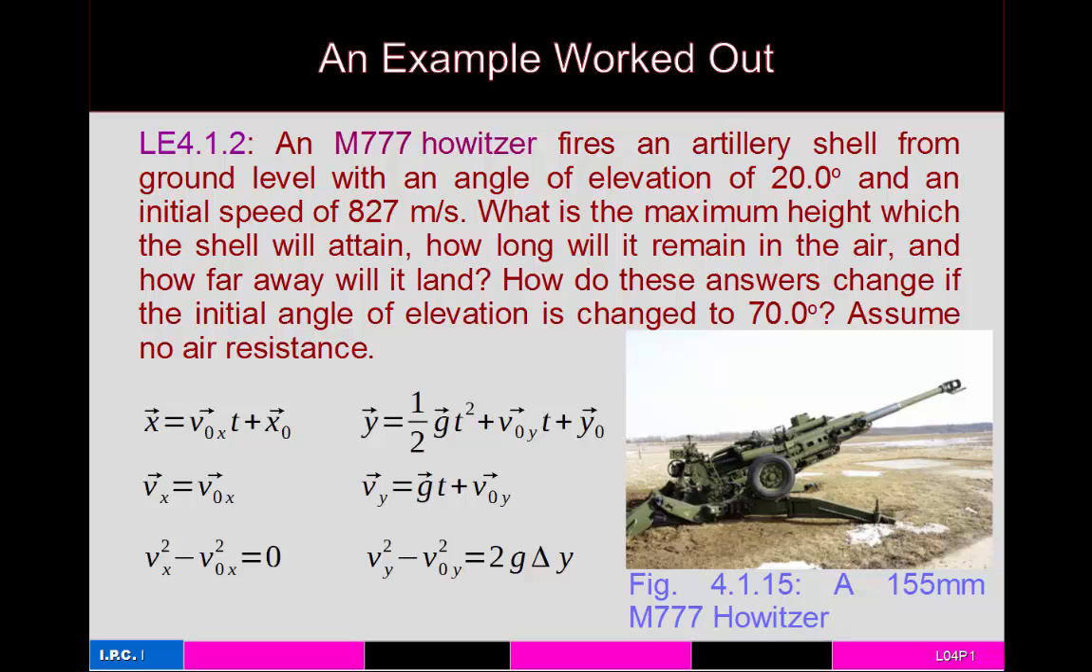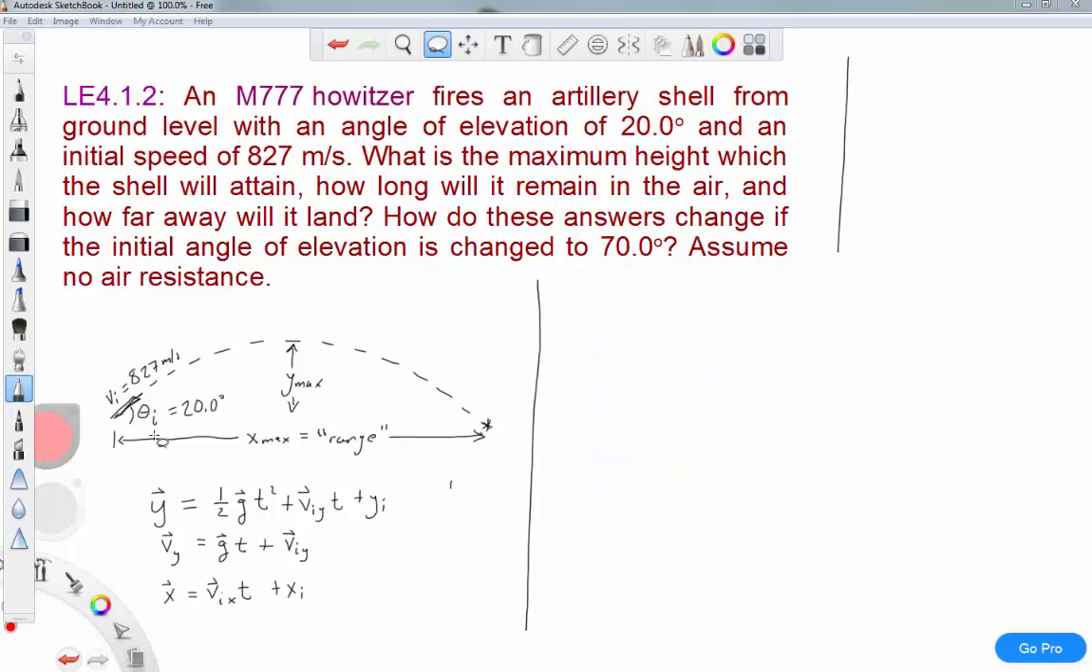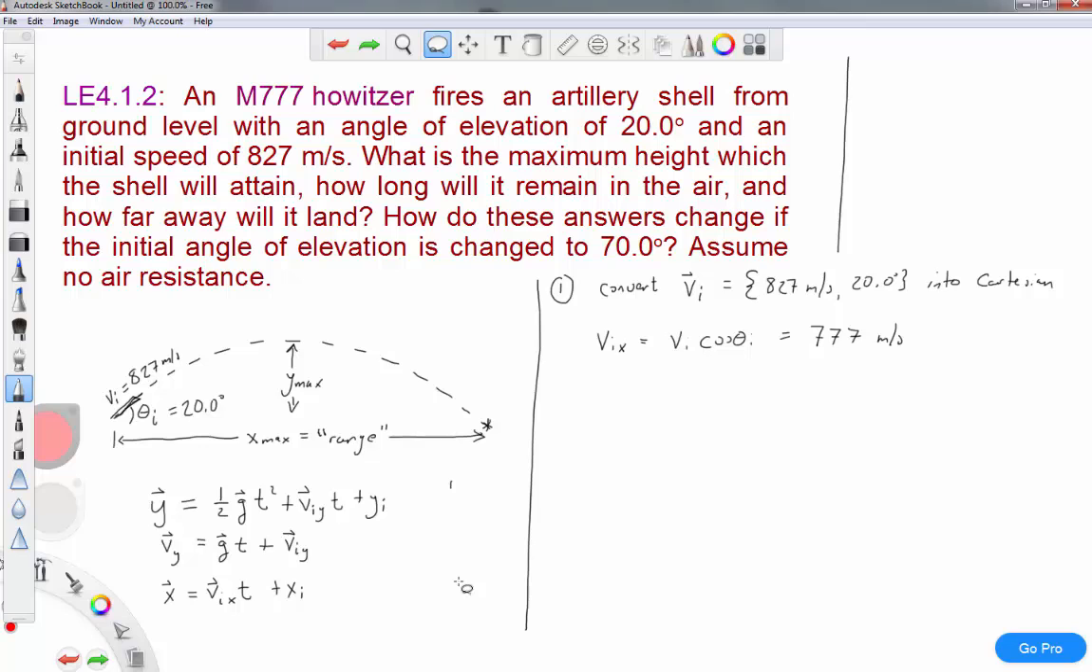To solve this problem, I have drawn up a short diagram showing what is going on in the initial conditions, and I've written up my set of equations here. As a first step, we want to convert the initial velocity into Cartesian components. To get the x part, you take the magnitude and multiply it by the cosine of the angle, and you get 777 meters per second for this 20-degree angle. For the y part, you use the magnitude times the sine of the angle, and you get 283 meters per second.